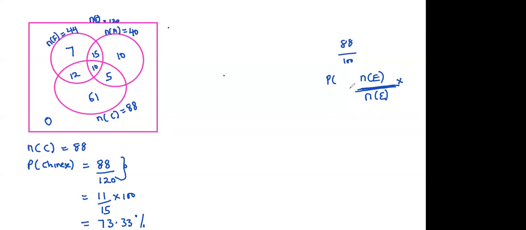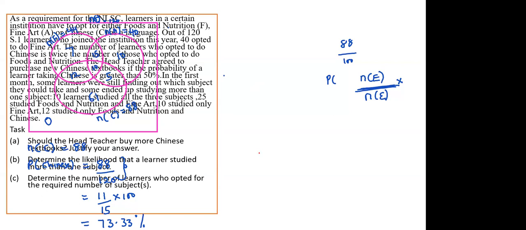Okay. Yes, Eric, you can conclude for us. Yes, so therefore... Okay, I first take you back. Conclude based on those statements. Therefore the head teacher will agree to purchase new Chinese textbooks since the percentage of Chinese students is 73.3%, which is greater than 50%. Wow, perfect.